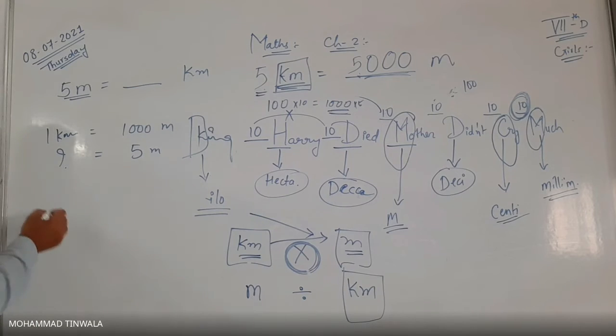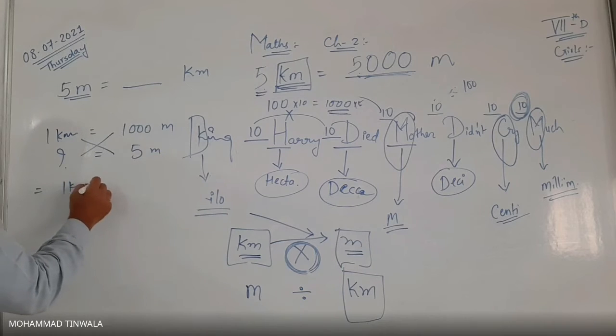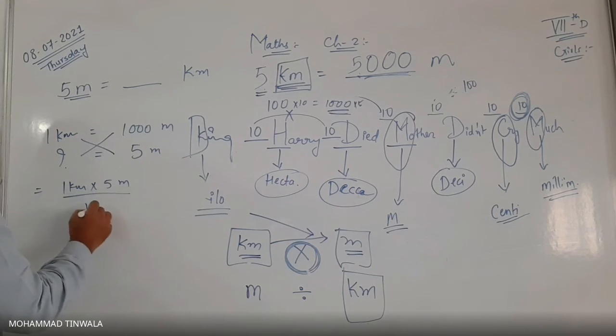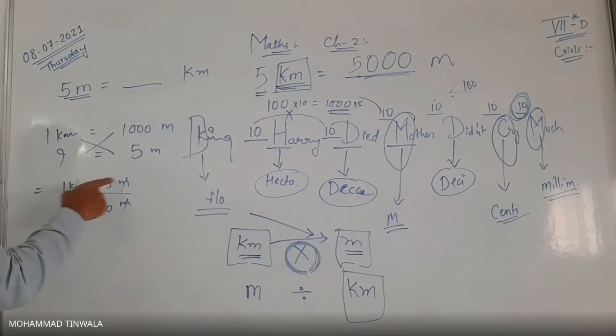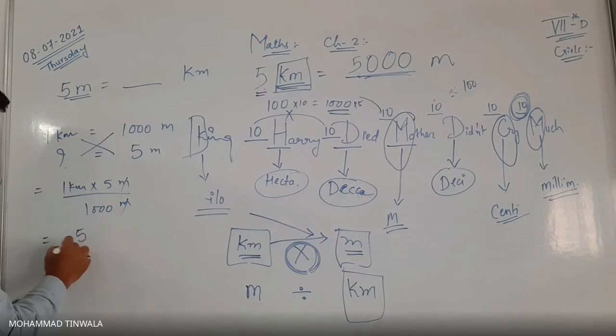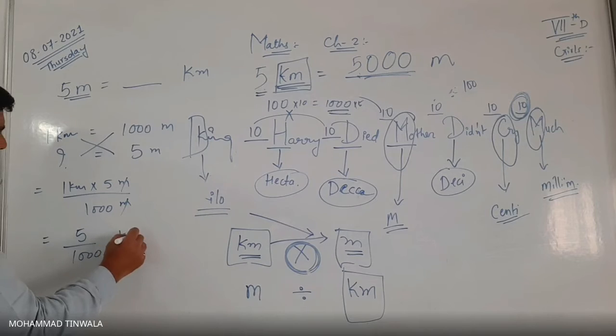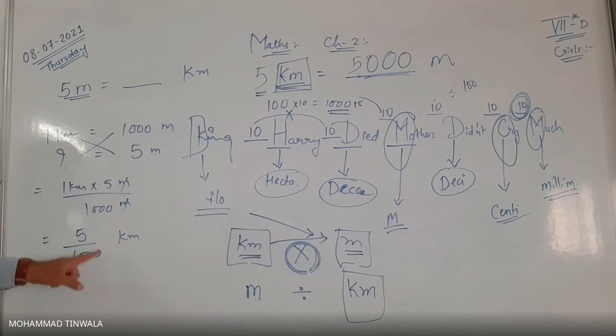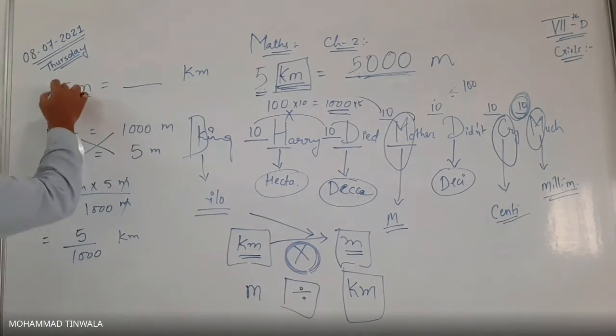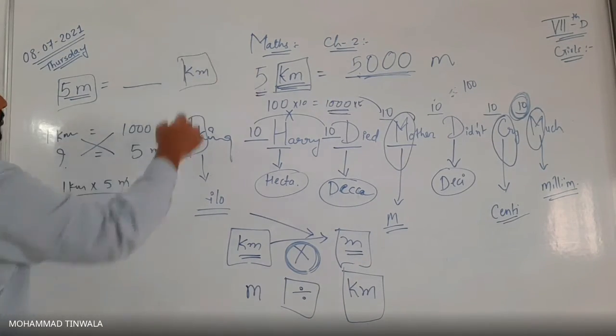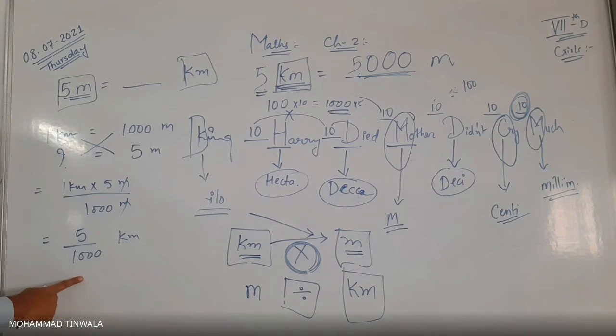So how will you do it? Cross multiply. So 1 kilometer will be multiplied with 5 meter upon 1000 meter. So meter will cancel out here. Are you getting? So what is the remaining part? 5 ones are 5 upon 1000 and the unit left is kilometer. So actually we divide. What do we do to go from a smaller unit to a bigger unit? Divide. Now, how many zeros do we have here?